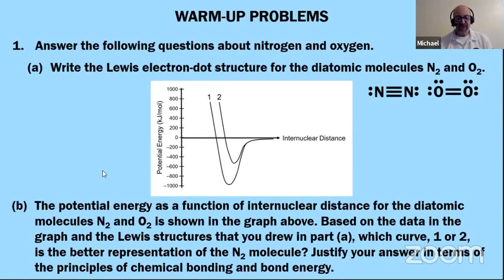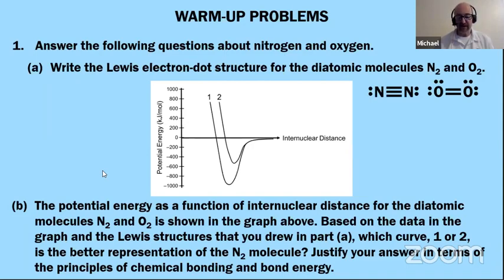The potential energy as a function of internuclear distance for the diatomic molecules N2 and O2 is shown in the graph above. Based on the data in the graph and the Lewis structures that you drew in part A, which curve, 1 or 2, is the better representation of the N2 molecule? Justify your answer in terms of the principles of chemical bonding and bond energy.